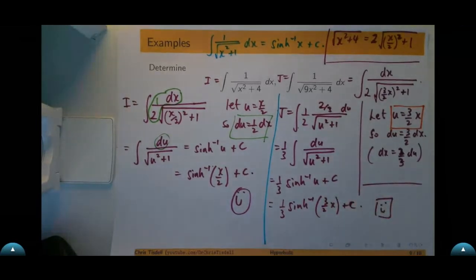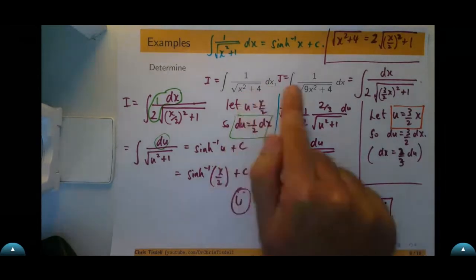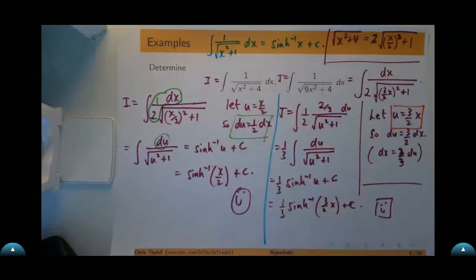Now, if you really wanted to, you can form a formula for these sorts of things. You don't have to keep going back to this form every time. But it's interesting to know how to do it.